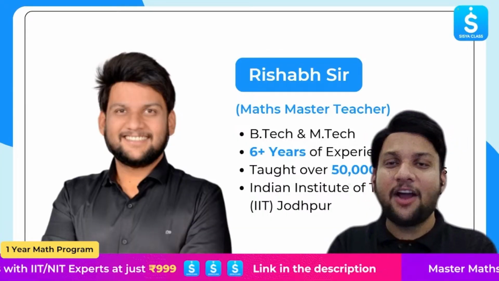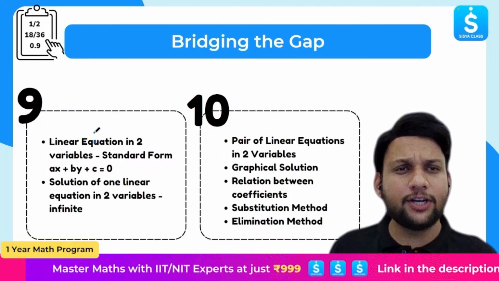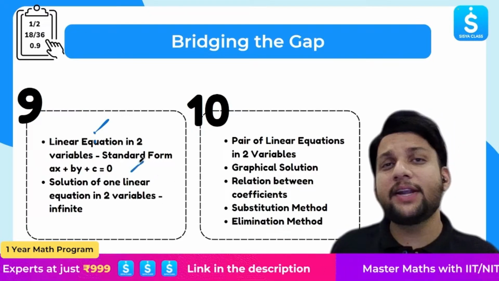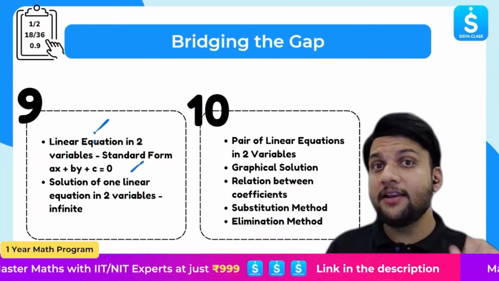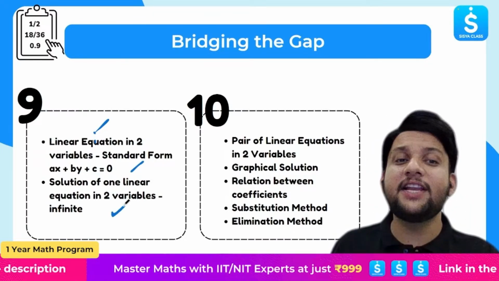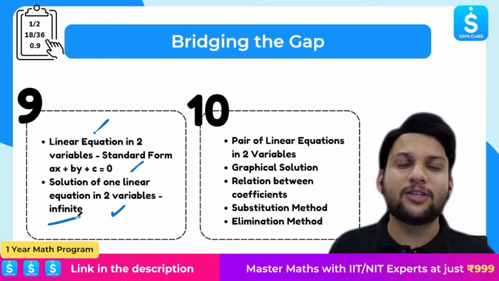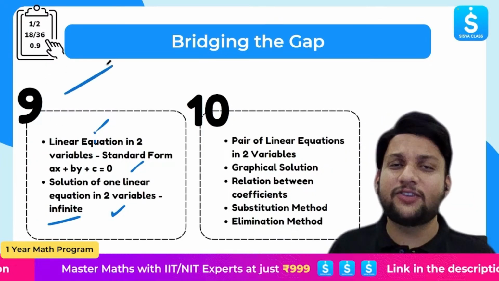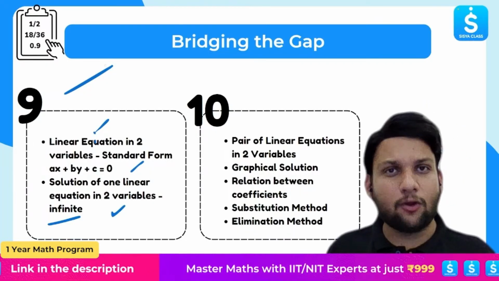Now in grade 9, we learned linear equation in 2 variables. We learned the standard form, given by ax plus by plus c equals 0. We only dealt with one linear equation, and we learned how to find its solution. How many solutions does it have? It has infinite solutions. Why? Because the graph is a straight line and all the points on the graph are its solutions. I hope it is clear.